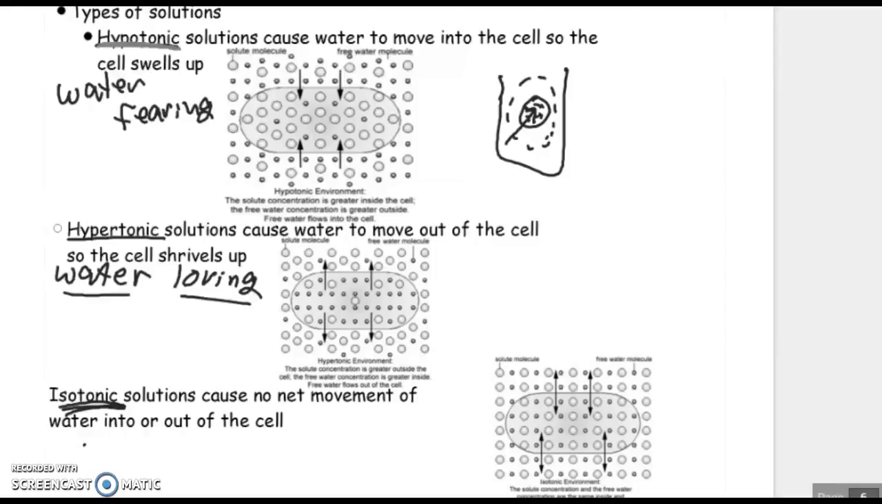And again, if water moves through a membrane, if a solution gives up water, we call it hypotonic, or water fearing. Hypertonic means water loving. It would attract water to itself. And then isotonic is when it is equal concentrations on both sides of a membrane.